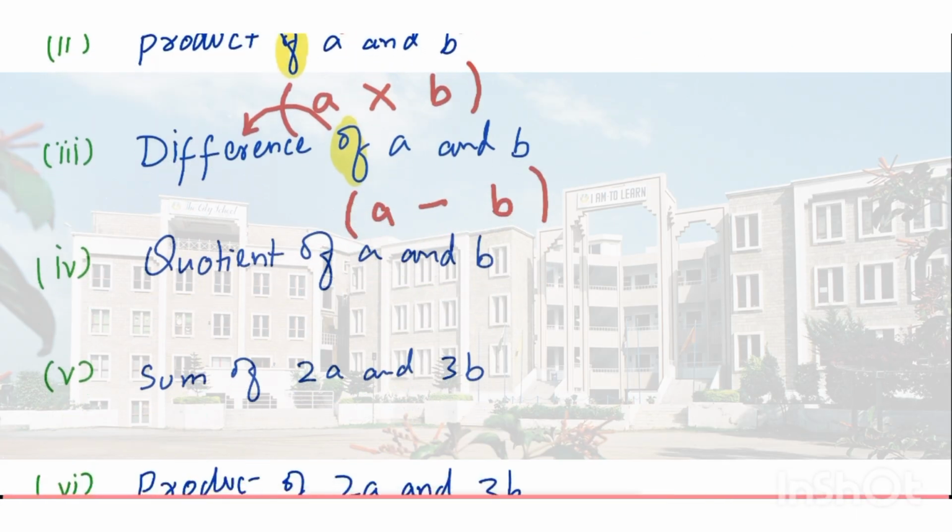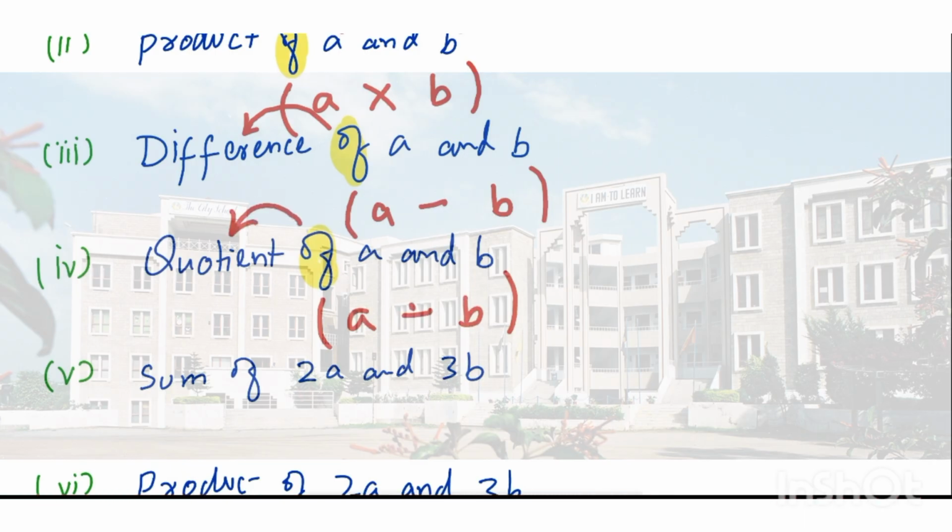Now, the next one says quotient of A and B. So it is describing the word of. So of is replaced by the bracket till the end of the statement, and there are two variables which are A and B. And what to do between these two? There is quotient, and quotient means divide, so we have to divide it.